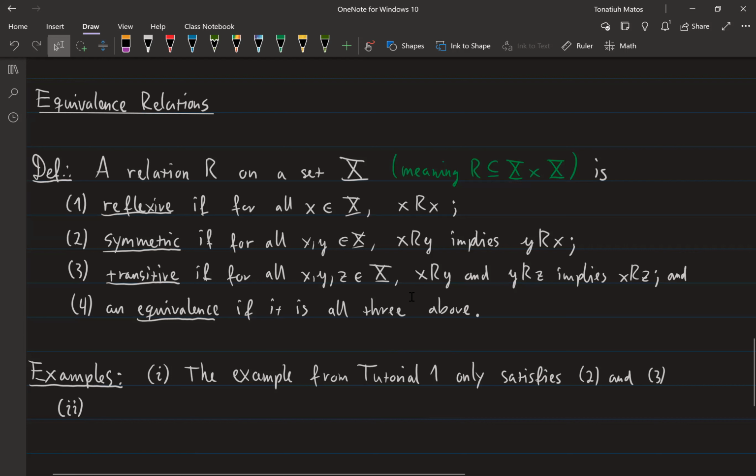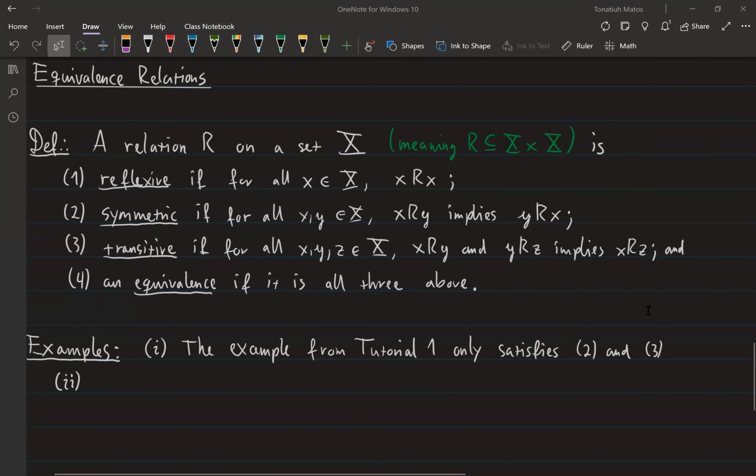Okay, so the last topic that will be covered in this chapter is equivalence relations. So I've already mentioned this definition before. An equivalence relation is a relation in a set that is reflexive, symmetric, and transitive. Okay, so like I said, a relation is an equivalence relation if it satisfies these three things.